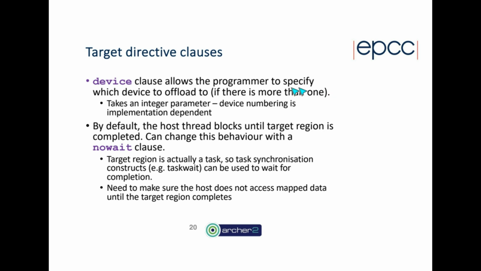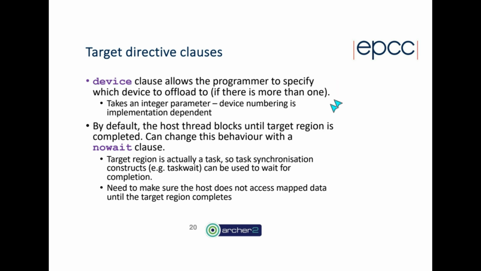What else have we got? Okay, the target region can take a device clause, so that allows us to specify which device to offload to if there's more than one. It's quite common now to see supercomputer nodes that maybe have 2 sockets of CPUs and 4 or 8 GPU devices in the node. So basically this just allows you to specify which device you want to offload to.